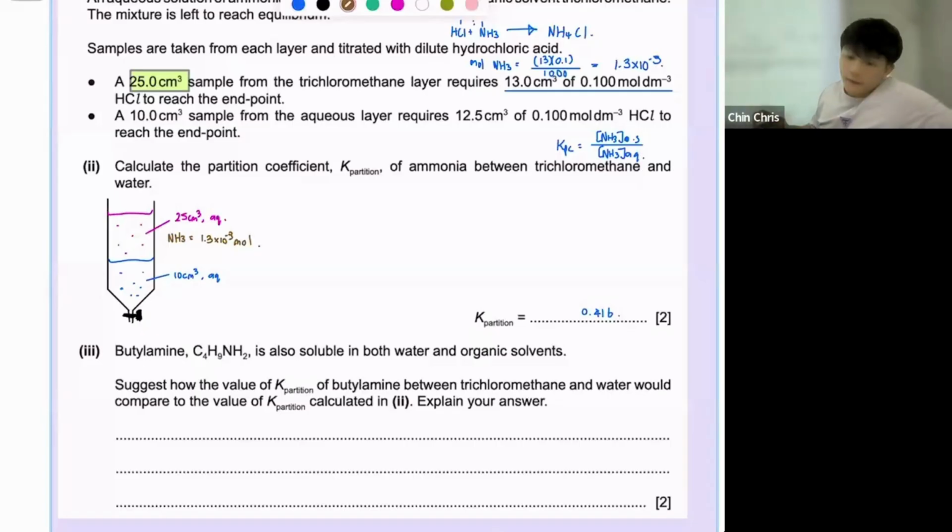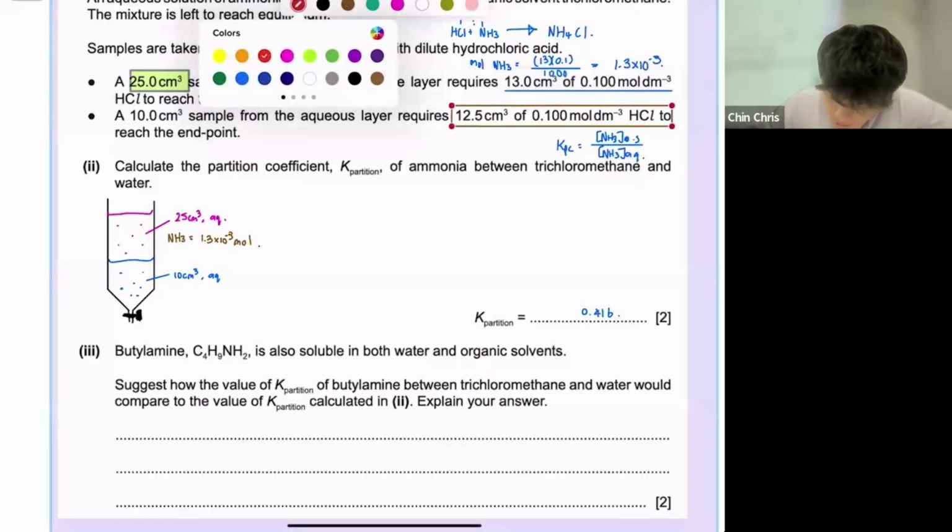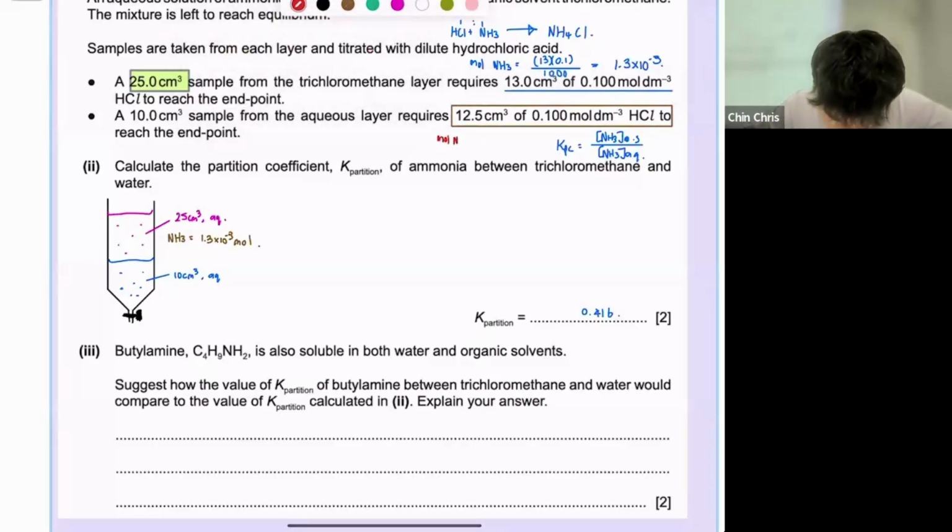Okay, nice. 10 cm cube requires this amount to reach the endpoint. So please work it out. What is my mole of NH3 again? 12.5 times 0.1 over 1,000. So it's going to be 1.25 times 10 to the power of -3.